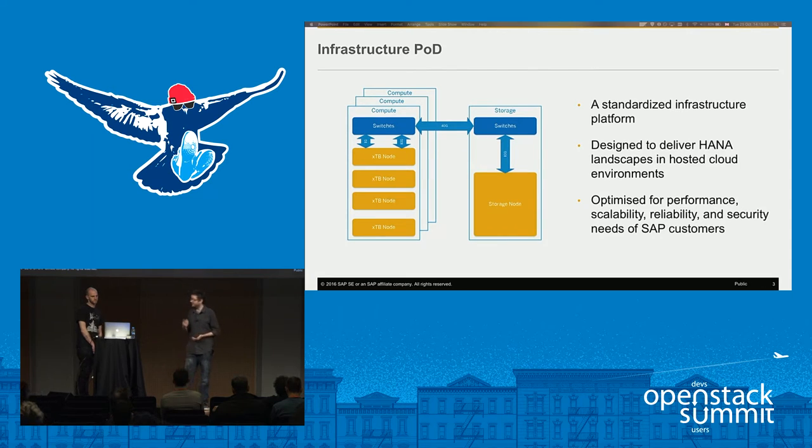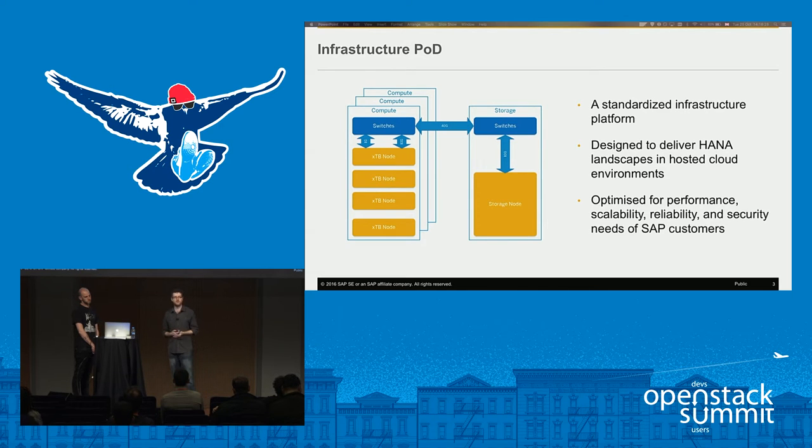Okay, so the infrastructure that we work with, we call it the infrastructure pod, and for us that just means it's a standardized set of infrastructure where we have a number of bare metal nodes from a single vendor within a number of racks connected by top of the rack switches, and then they are connected over a high bandwidth interconnect to another rack with a mass shared storage solution.